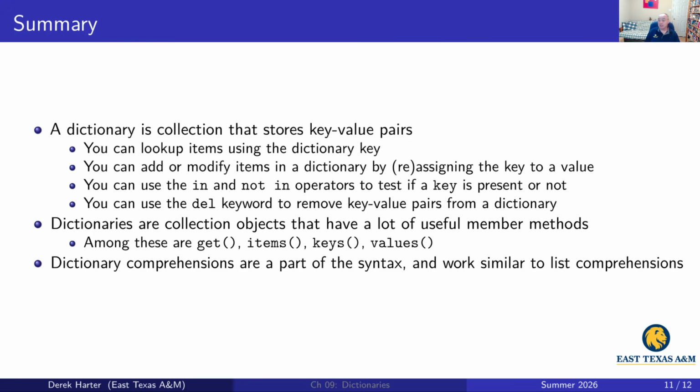Dictionaries are collection objects, so an instance of a dictionary is an instance of an object, so it has member methods. Some of the useful ones that you might use a lot are like get, items, keys, or values. Those are the ones I use most commonly myself. And dictionary comprehensions are available, like comprehensions for most any other container type in Python. I think all the container types in Python, you can do comprehensions like this. So you might run across those, so it's good to be able to understand what's happening if you see examples of those in the syntax.